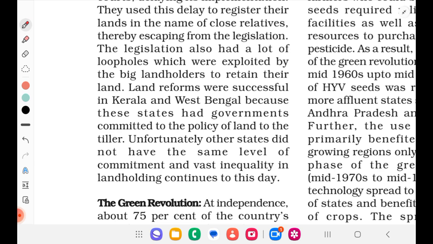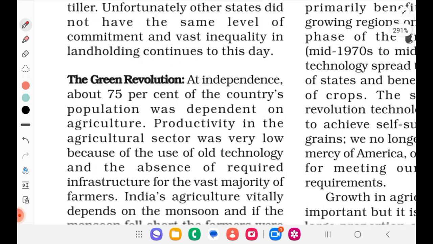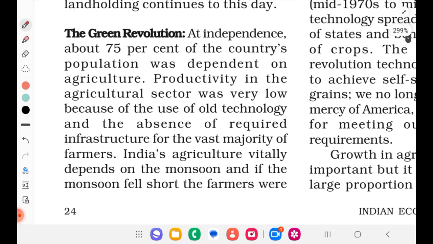Land reforms were successful in Kerala and West Bengal because these states had governments committed to the policy of land to the tiller. Unfortunately, other states did not have the same level of commitment, and vast inequality in land holding continues to this day. The Green Revolution.